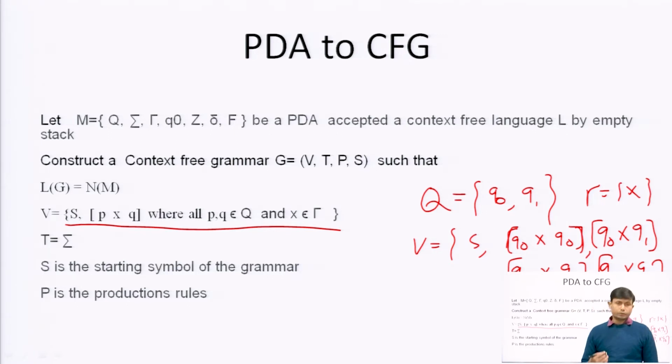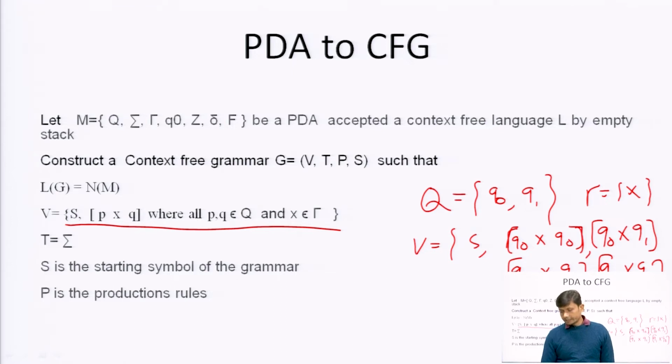So how do we get the production rules from the pushdown automata transitions? If there is a push operation, how do we get the production of the CFG? If it is a pop operation, how do we get the production? If it is a no operation, how do we get it? Like that, you have to find the productions from the pushdown automata transitions. Let us see the rules.